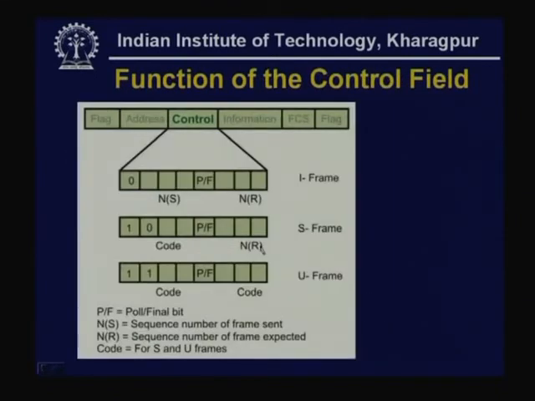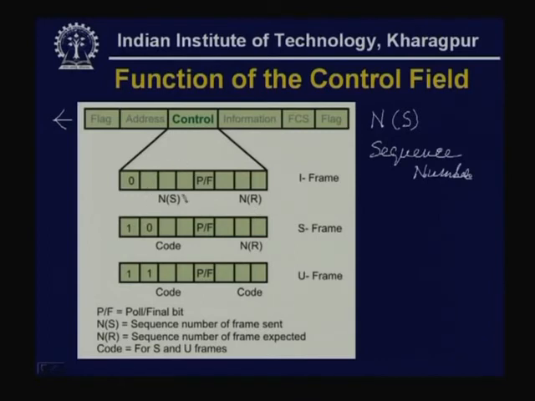Let us look at the control frame format. First of all, the control field decides what type of frame it is. For example, if the first bit of the control field is 0, then it is an I frame or information frame. And as you can see, the information frame has two 3-bit numbers, NS and NR. NS is the sequence number of the station which is sending the information.